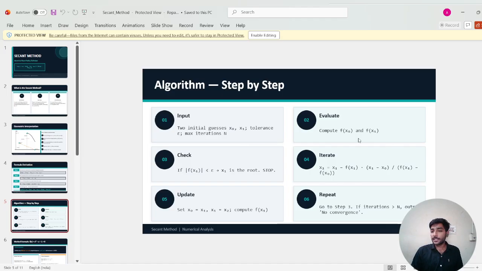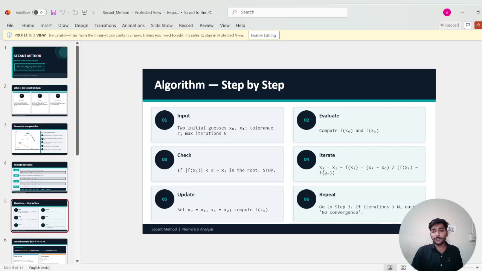Then second step, compute f of x0 and f of x1. Then we have to check the condition: the absolute value of f of x1 should be less than e, where the value of e is equal to 0.001. If this condition is satisfied, then x1 is our root and we have to stop. If this condition is not satisfied, then we have to go on to step 4.